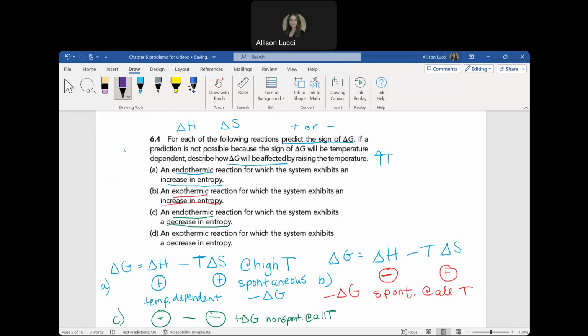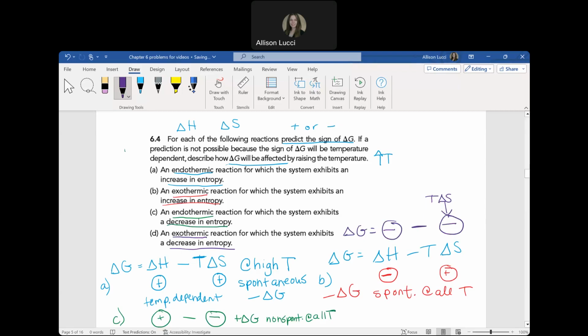Let's look at D now. We're told we have an exothermic reaction and a decrease in entropy. So now we have, again, competition between our terms. Our delta G would be exothermic, negative, minus some negative value. So depending on the temperature, how will this delta S term change?